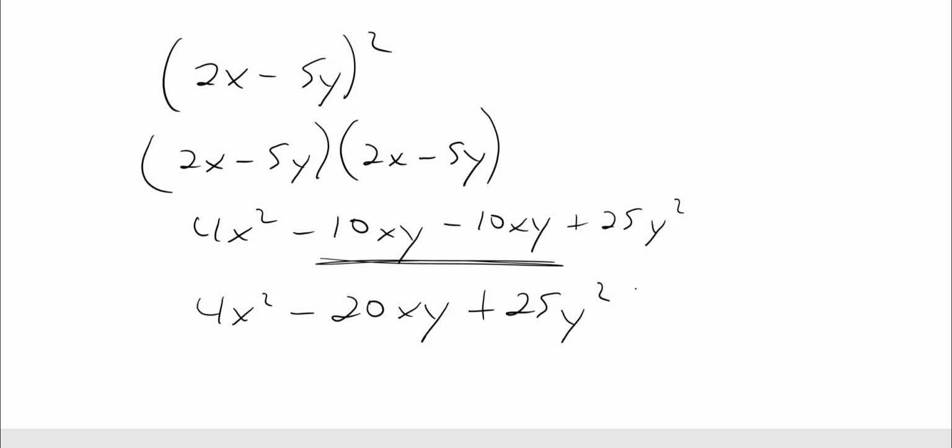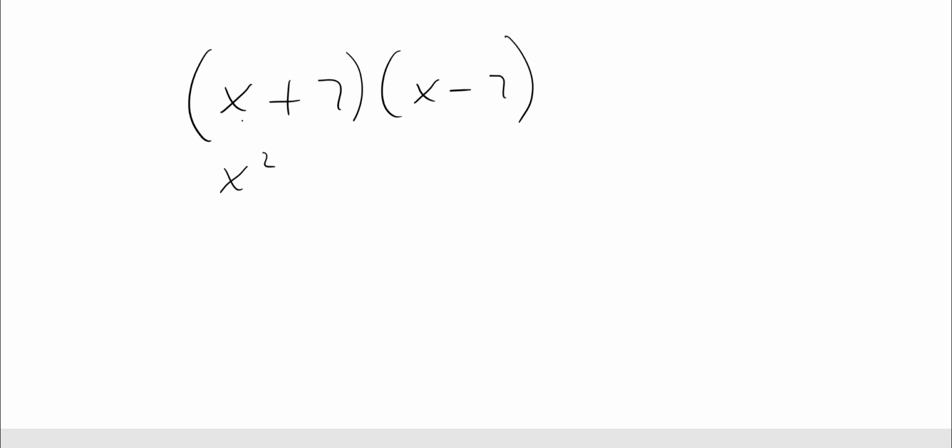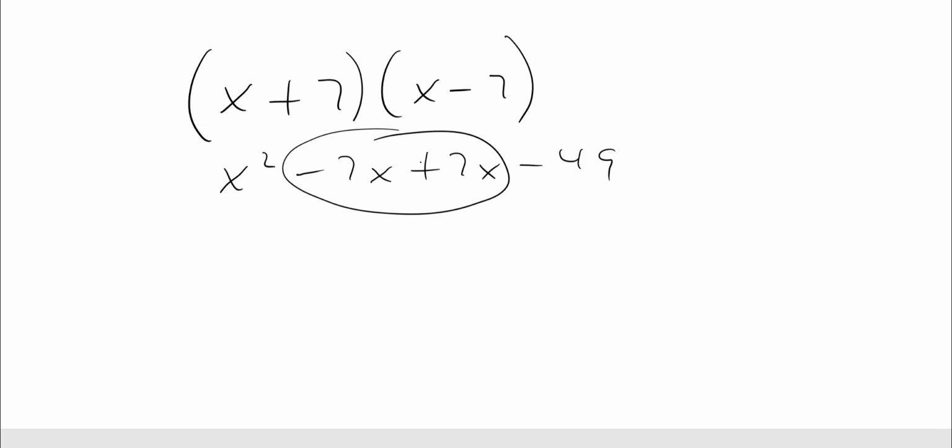The next kind of problem is, if I give you a problem, it looks like this: x plus 7 times x minus 7. So let's just FOIL this out, because it's kind of a special thing if you FOIL it out. And if I do that, I get first, so x squared, outer minus 7x, inner plus 7x, and last minus 49. So these will cancel, because negative 7x plus 7x is 0. So I get x squared minus 49, and that's my final answer.